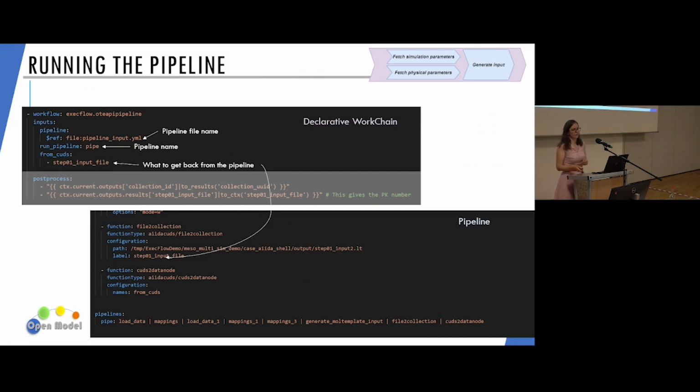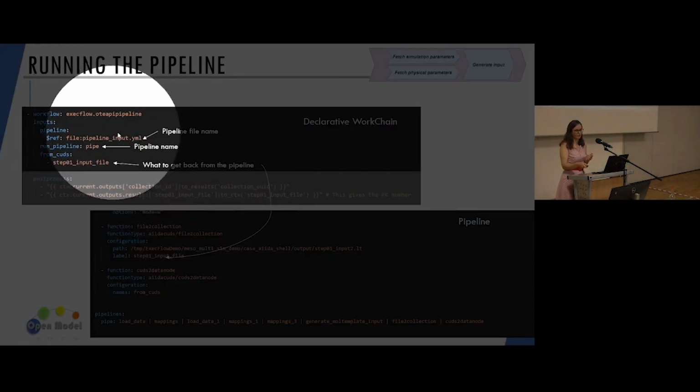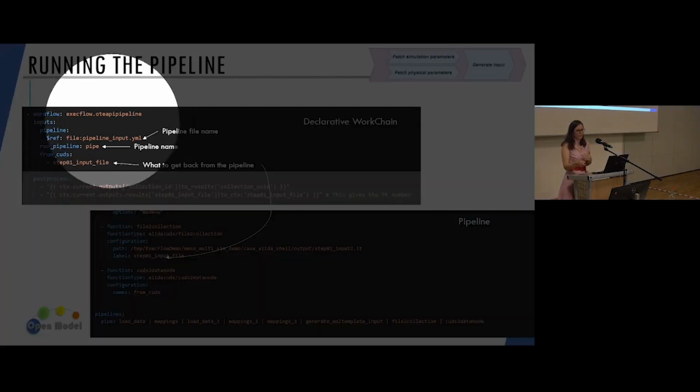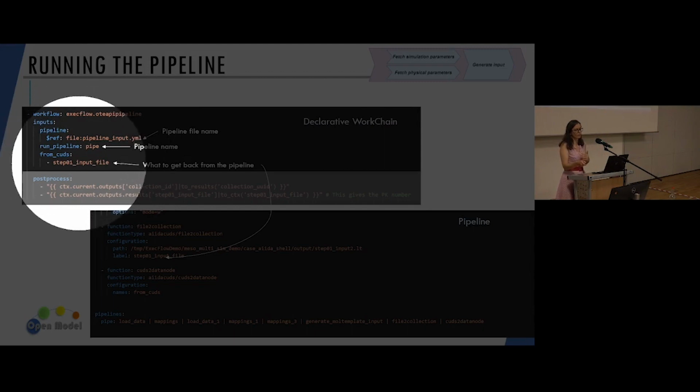How do we run the pipeline? So I showed before that it's basically running two partial pipelines, filling up a library, then running the final pipeline that generates the data. In our ExecFlow or declarative work chain file, we actually have to ask that we run a pipeline. Then we have to give it a file. That is the pipeline. We could also put them one after the other. It doesn't have to be only one file, but we can have several.